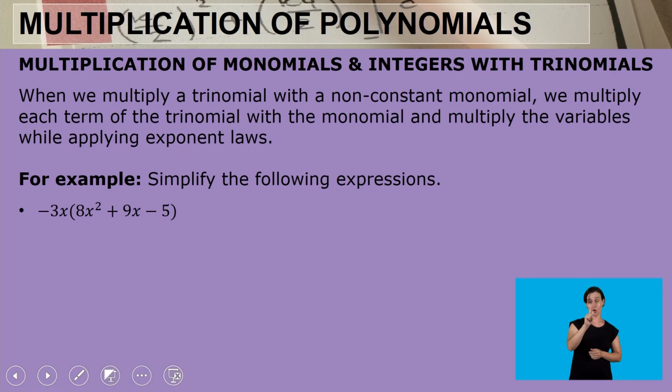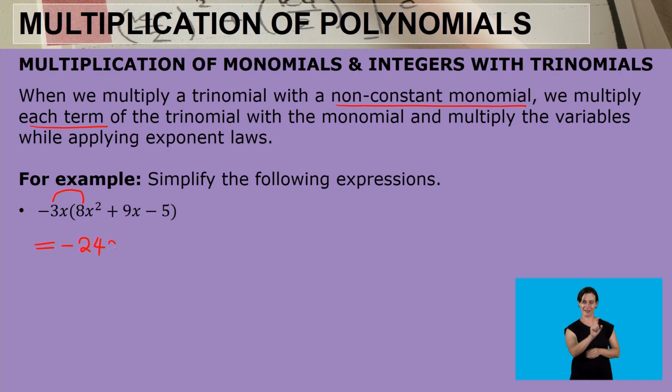What about if we are multiplying a trinomial with a non-constant monomial? Again, we need to make sure that each term in the trinomial multiplies with that monomial. And of course, remember those exponent laws when we are multiplying those variables. So we are going to now multiply negative 3 with the 8. Now negative 3 multiplied by 8 is a negative 24.